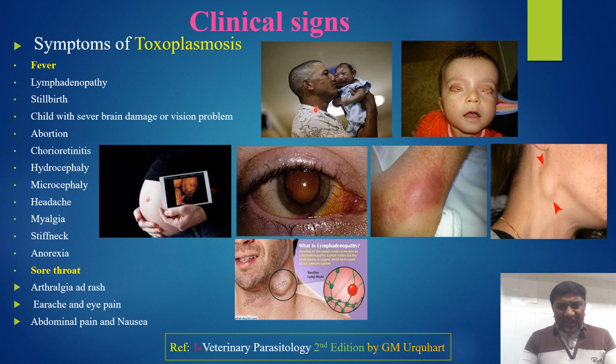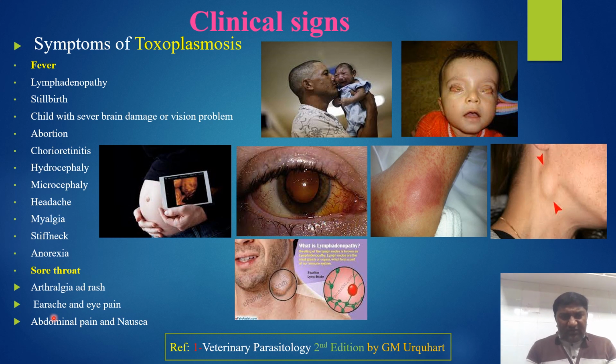And microcephaly, you can observe in this picture a skull that is very small, and headaches, myalgia, stiff neck, anorexia, sore throat, arthralgia, and rash. Or even ARDS, eye pain, abdominal pain, and nausea. So these are the main clinical signs of toxoplasmosis.